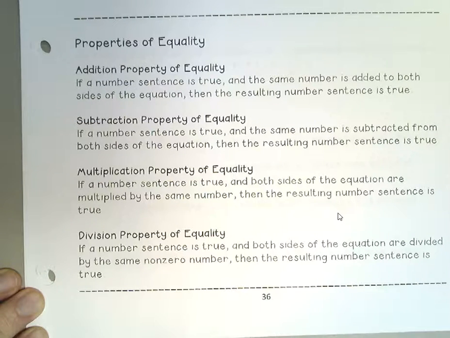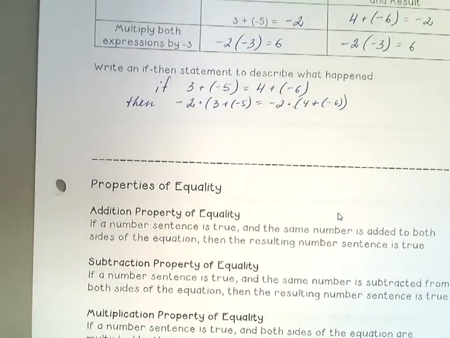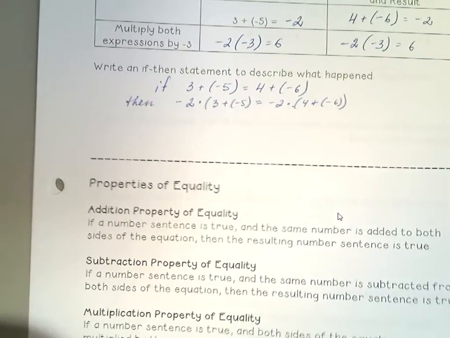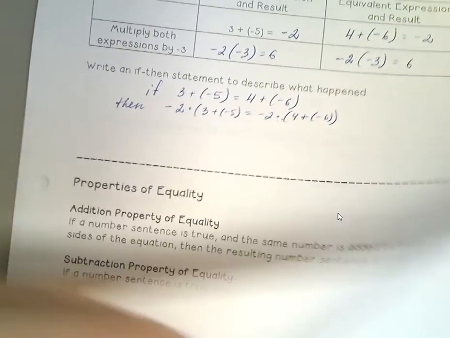Division property of equality, pretty much the same thing. If a number sentence is true and both sides of the equation are divided by the same non-zero number, then the resulting number sentence is true. Same exact thing. So basically what we do to one side of the equation, we also do to the other side of the equation to keep them equivalent.